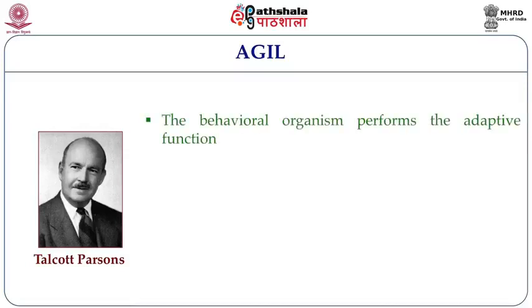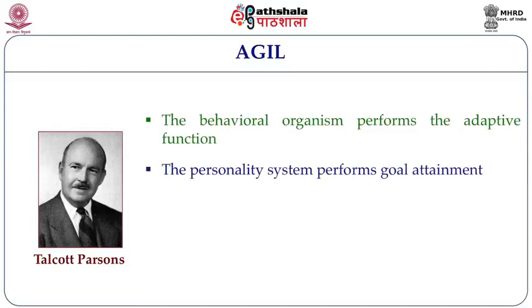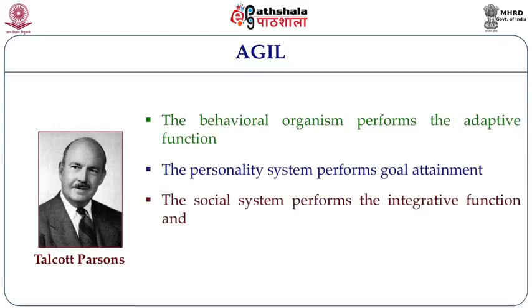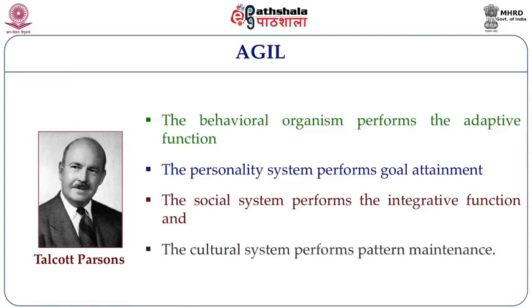These are the behavioral system that is associated with adaptation, the personality system that is associated with goal attainment, and the social system that is associated with the integrative function. The last one is the cultural system that is associated with pattern maintenance. And what Talcott Parsons said is that these four systems, the behavioral system, the social system, the personality system and the cultural system, are the four systems.